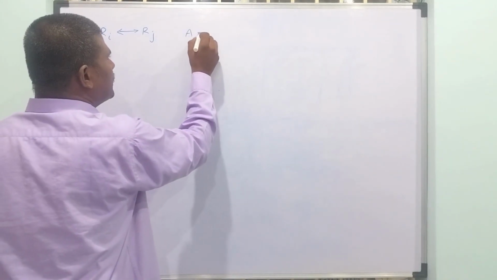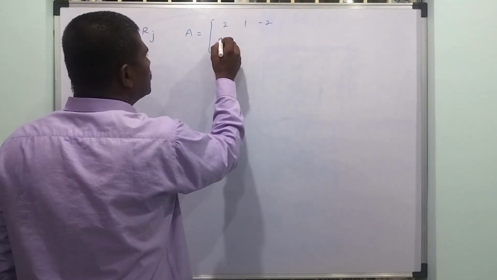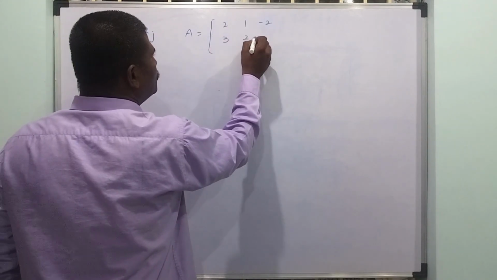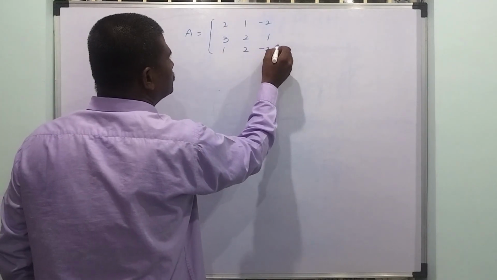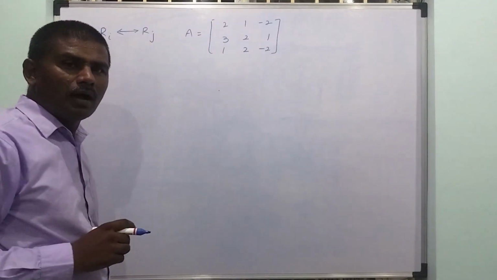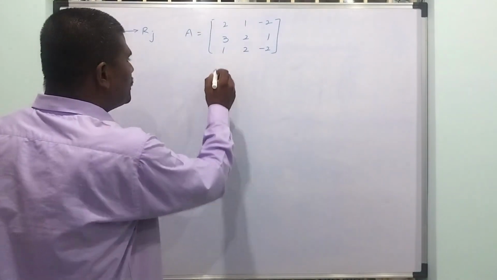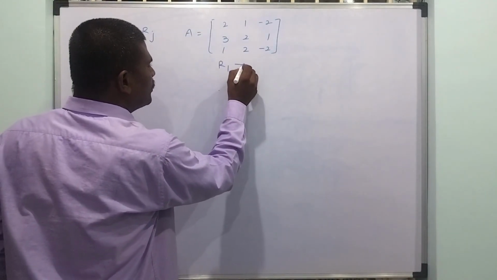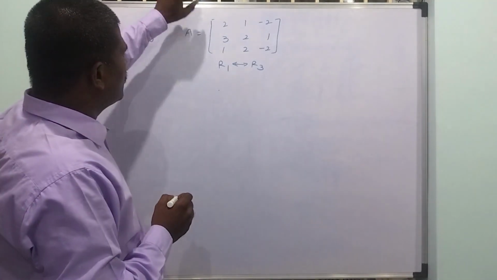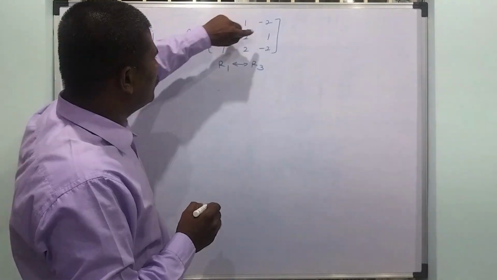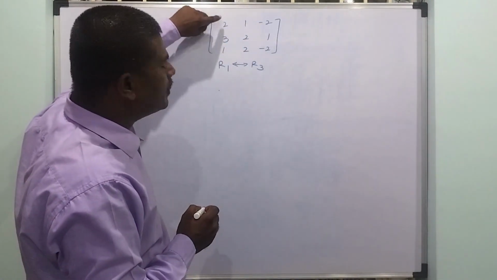If you take a matrix A as 2, 1, minus 2, 3, 2, 1, 1, 2, minus 2. Now, I wish to interchange the first row and third row. This could be noted as R1 ↔ R3. This means all the elements of the first row will be replaced in the third row and all the elements of the third row will be replaced in the first row.